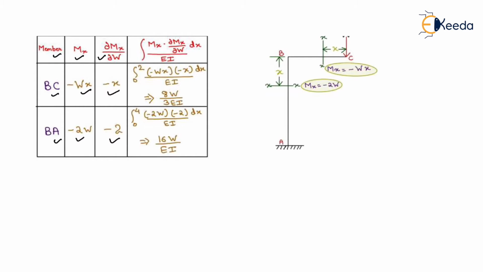Now we need to compute the value of the integration of Mx into del Mx upon del W into dx upon EI. For span BC we put the values, that is integration from 0 to 2 of minus Wx into minus x dx upon EI. Its value will be equal to 8W upon 3EI. Similarly we put the values in BA and we get 16W upon 3EI. Now we have computed the values for the BC and BA spans.